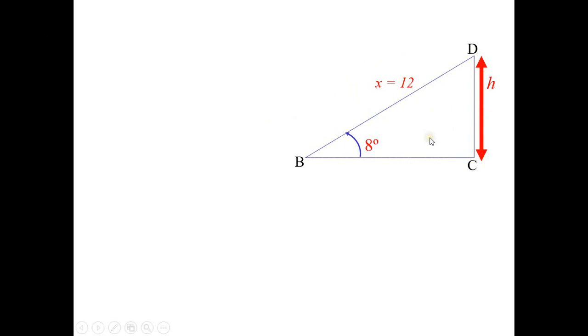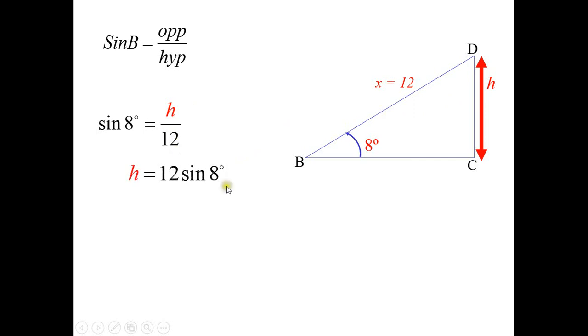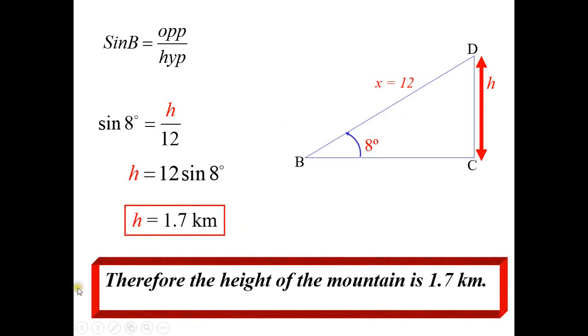There's the height. So sine. So now this is a 90-degree triangle. Opposite. So the opposite of the 8 is the h. And the hypotenuse is the 12 if you were to label it. So h over 12. And then you cross multiply. So h is 12 sine of 8. And h is 1.7 kilometers. And then you put a sentence. Therefore, the height of the mountain is 1.7 kilometers.